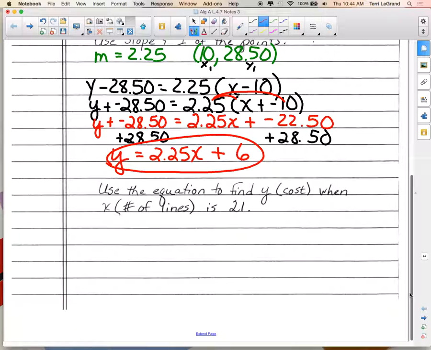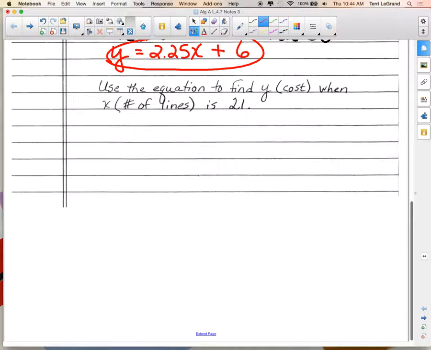Okay, use the equation to find y, the cost when the number of lines is 21. That's the other part we were supposed to do in this. So let's write our equation down first. Here's our equation that represents the total cost of running an ad in the paper based on the number of lines. Well, we have to find the cost if we're going to run a big ad, 21 lines.